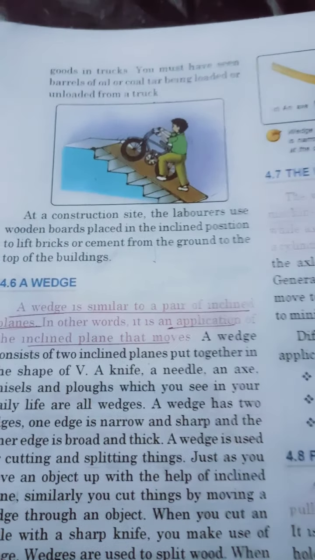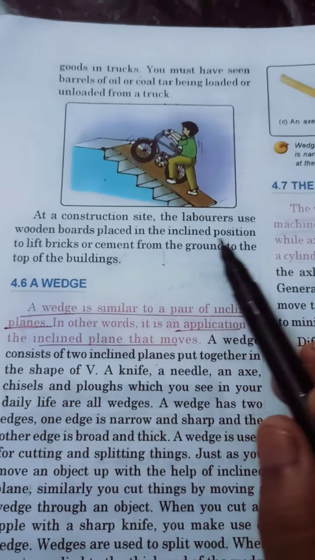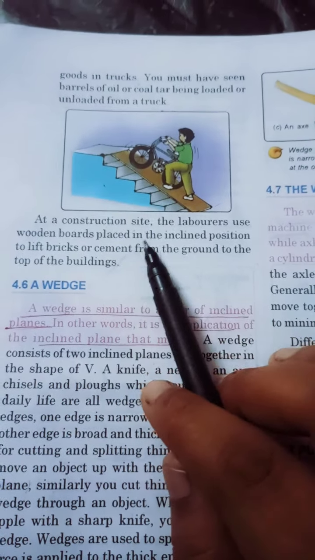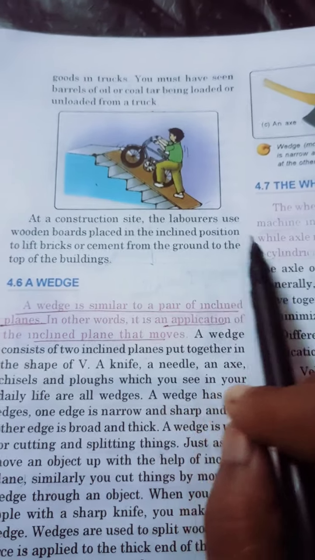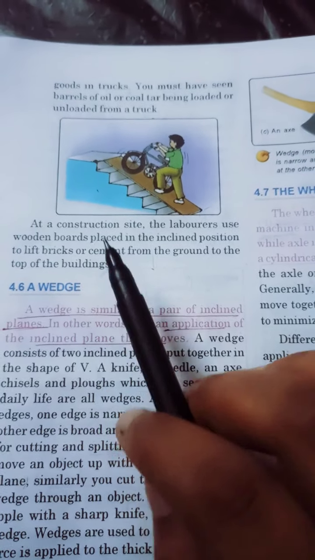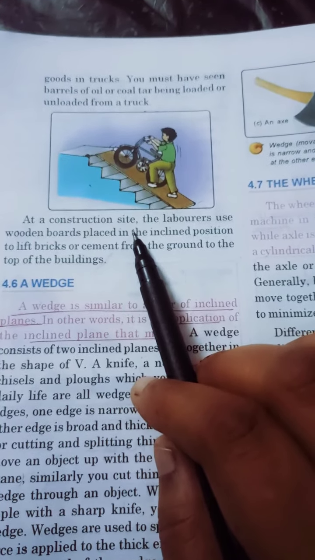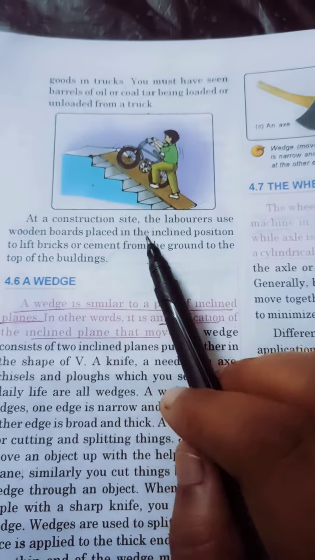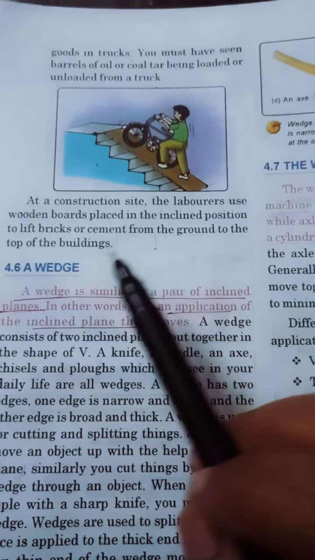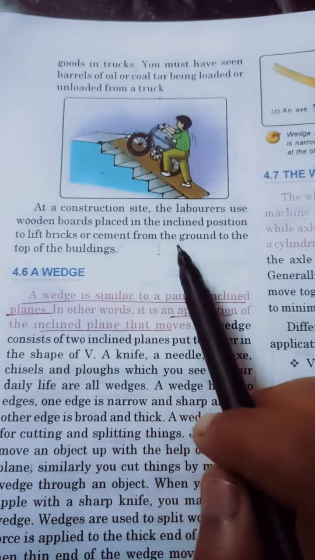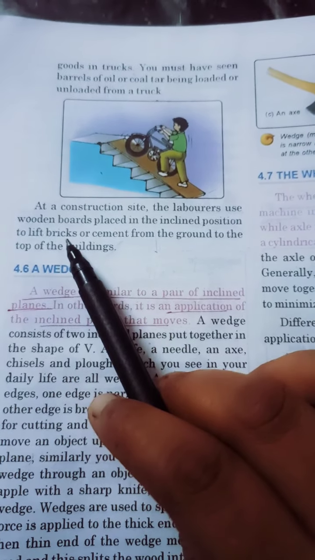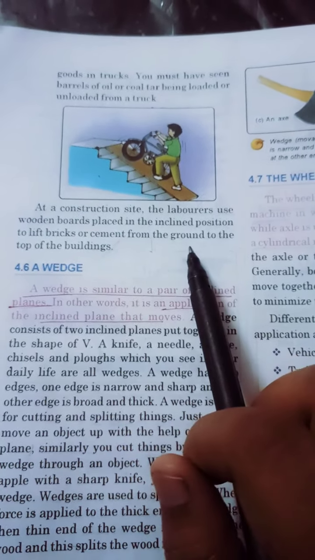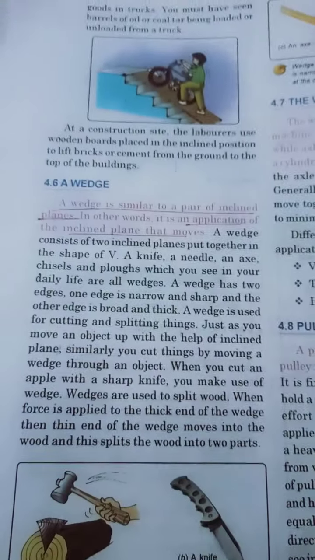At a construction site the laborers use wooden boards placed in an inclined position to lift bricks or cement from the ground to the top of the building. At construction sites also they use wooden boards placed in inclined position. This is how they place wooden boards to lift bricks or cements from the ground to the top of the building.